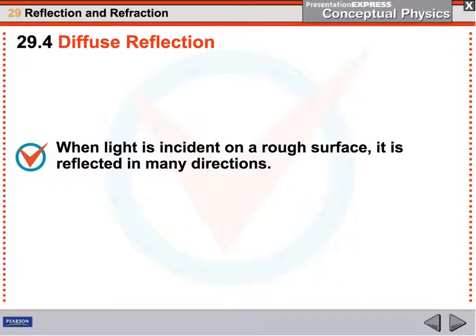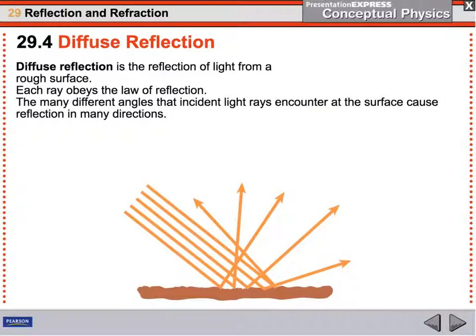When light is incident on a rough surface, it is reflected in many directions. Diffuse reflection is the reflection of light from a rough surface, like the one shown here. Each ray obeys the law of reflection, though. The many different angles that the incident light rays encounter at the surface cause reflection in many directions. So as the light comes in, it will hit one of these bumps down here and reflect in different directions.